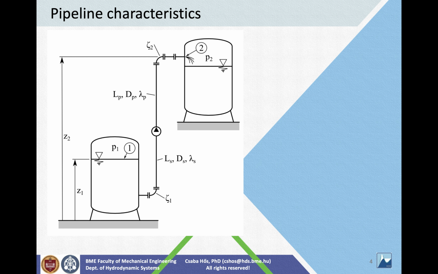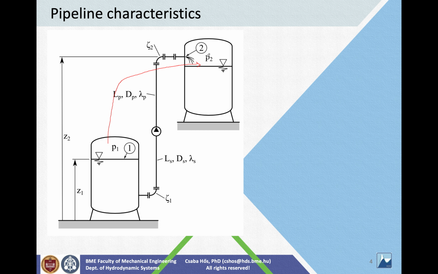Okay, so consider the following figure. This is a very simple pipeline system. We have a suction side reservoir, we have a pressure side reservoir. So what we want to do is basically we want to convey flow from this to this. Okay, so it's very simple. We have to pump the fluid from this tank to this tank.